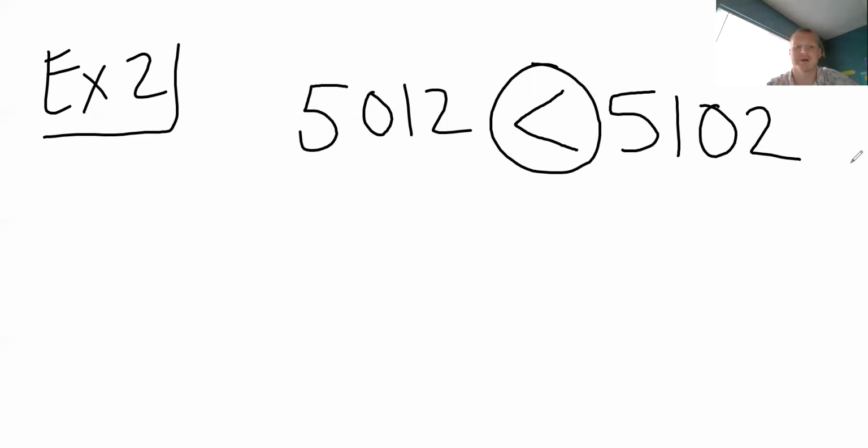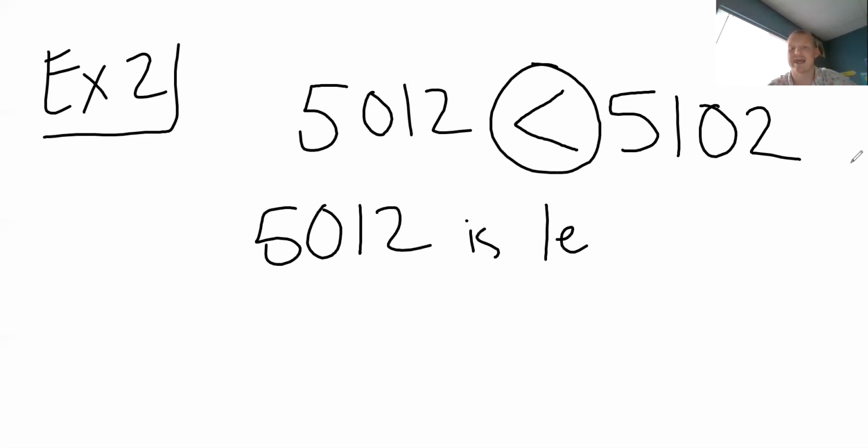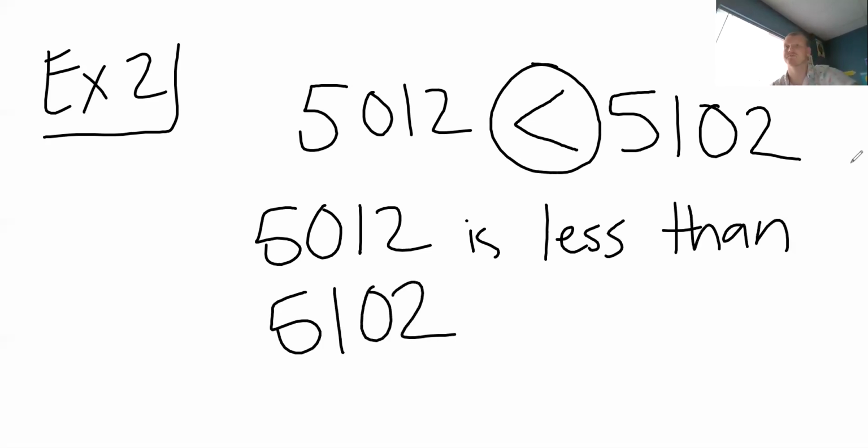Okay, so what I just said, if I write it out in a sentence, 5,012 is less than 5,102. Does that make sense? Yep. So that's why less than is always your crooked L, and greater than is always the one that's going to the right.